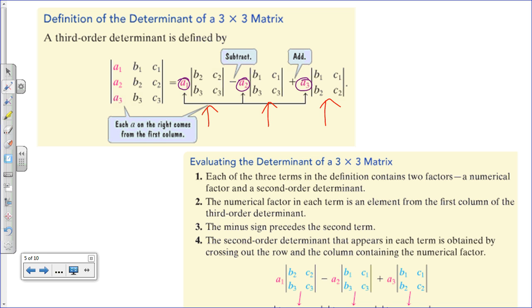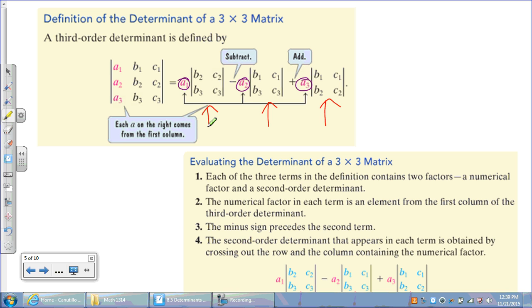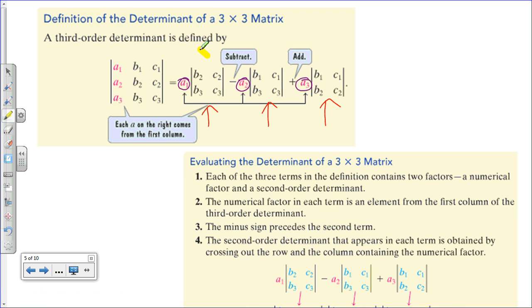And now you can see, let's go over the definition. So each of the three terms in the definition, so this is my first term, second term, and third term. Each of the three terms will contain two things: a numerical factor, which are here, and a second order determinant, which are the ones here being pointed at by the arrows.